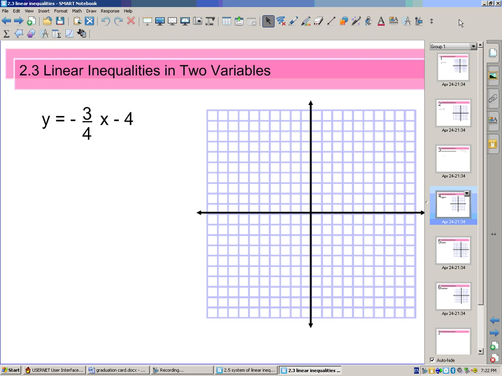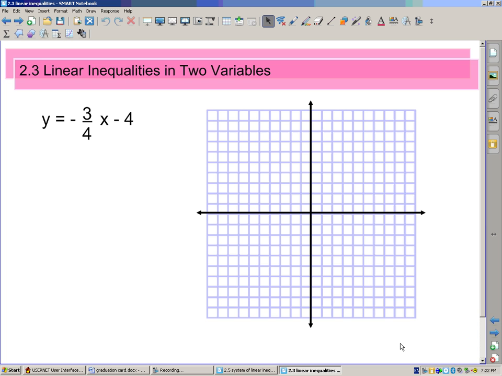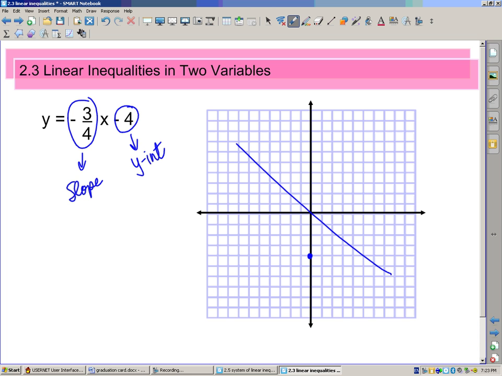Let's start with this question. I did do this on Friday, so it's a recap for those that are here. I'm asking us to draw this line, and if you can remember, the -4 is my y-intercept. The -3/4 represents my slope. My y-intercept of -4, I can plot that right away. And then I'm going to use my slope. If it's a negative slope, it means it's going in this direction.